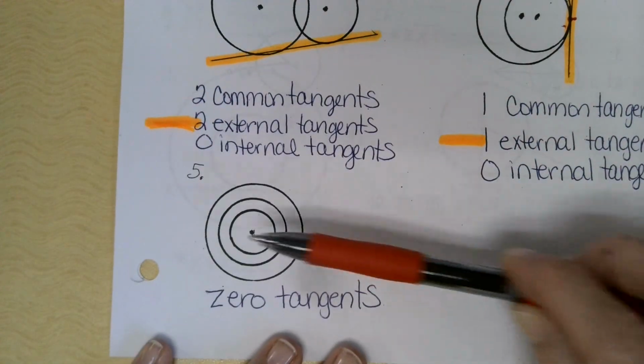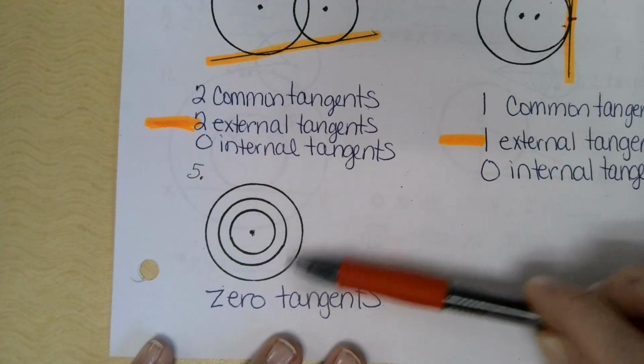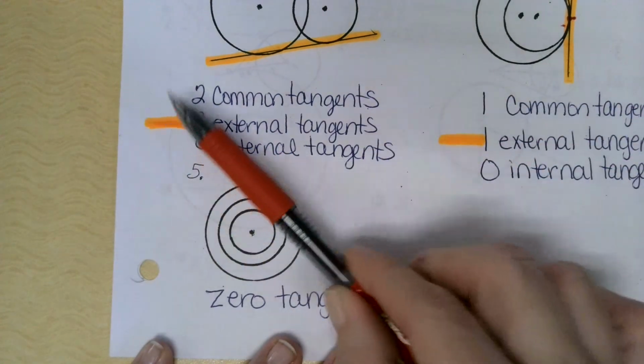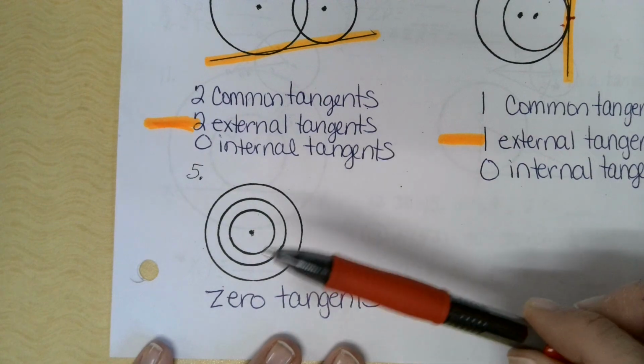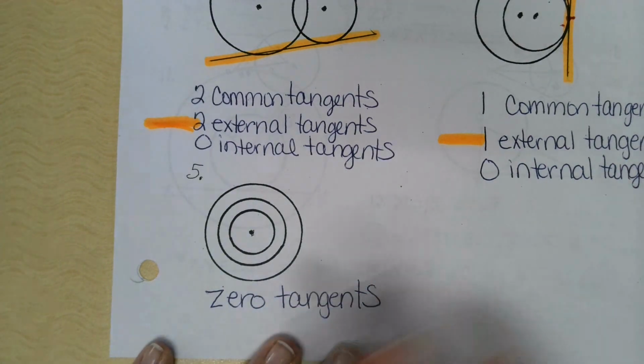And then when the circles are not intersecting at all, there's no way I could draw a line that will touch both of the circles. So there are 0 tangents. There are no other possibilities when you have 2 circles. Okay, let's get to the real part of it.